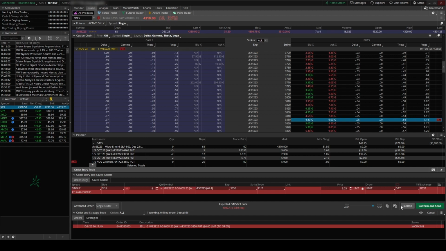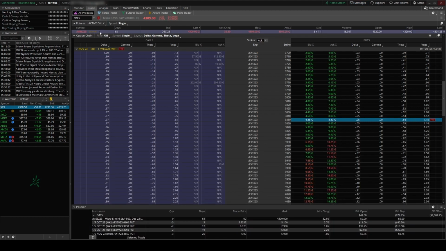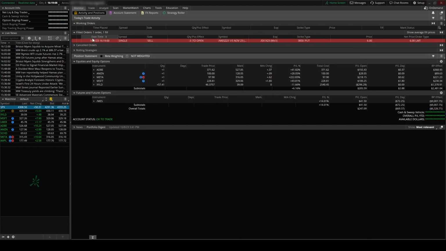Hold on. Oh no, it looks like it filled. So while we're waiting, it filled. So delete that. So look, see under filled orders. If you can maximize that, if it's minimized, it sold 3 for a price of $6, which is what we wanted, at the strike price of 38.50.